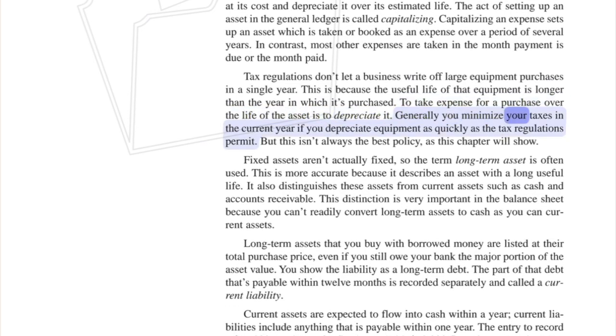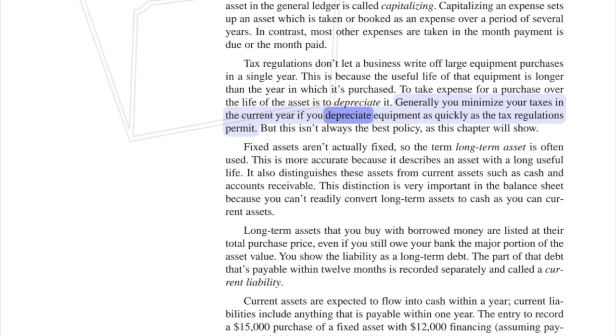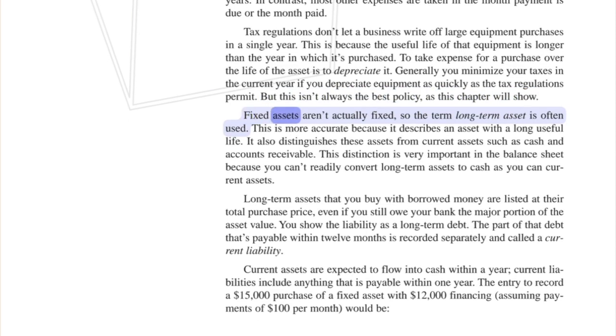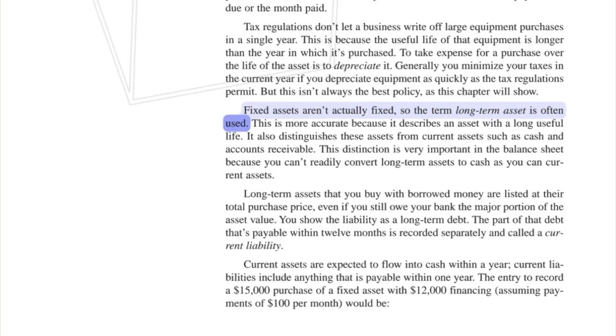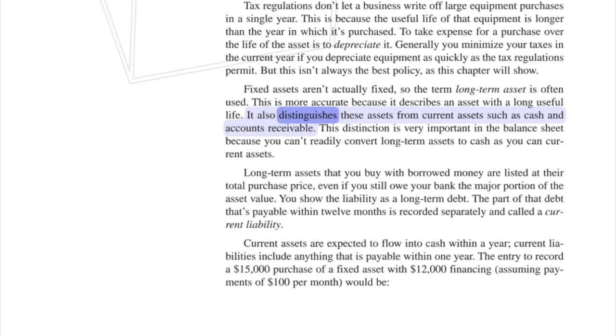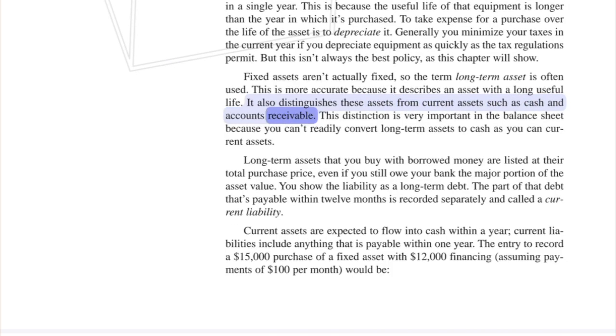Generally, you minimize your taxes in the current year if you depreciate equipment as quickly as the tax regulations permit. But this isn't always the best policy, as this chapter will show. Fixed assets aren't actually fixed, so the term long-term asset is often used. This is more accurate because it describes an asset with a long useful life. It also distinguishes these assets from current assets such as cash and accounts receivable.